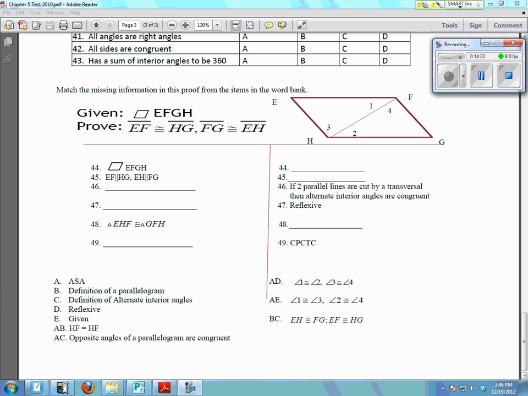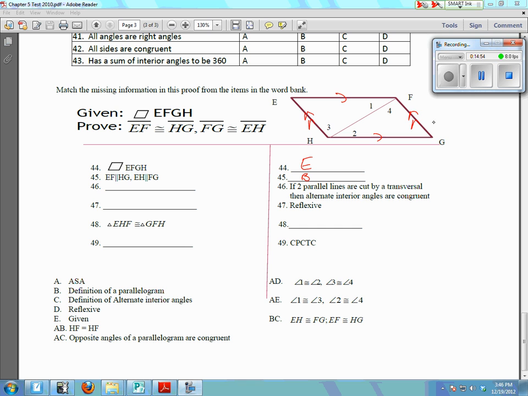Working on this proof, parallelogram EFGH is given. Okay, so that's going to be what? EF is parallel to HG, and EH is parallel to FG. Okay, the reason we know those to be parallel is because we know this thing's a parallelogram. That's the definition of a parallelogram. So this should be option B.